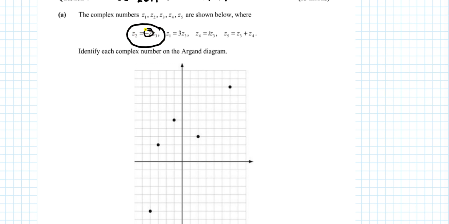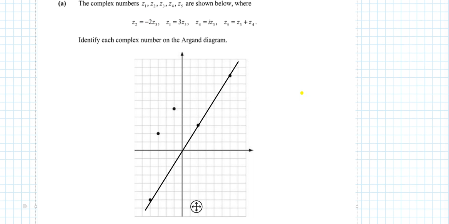Just what does minus 2 do to it? Well, if I were to just multiply it by 2, I would be increasing its modulus, whereas if I'm multiplying by minus 2, I'm making it on the other side of the origin. So what's interesting about these three complex numbers here is that they are all on the same line. They are collinear.